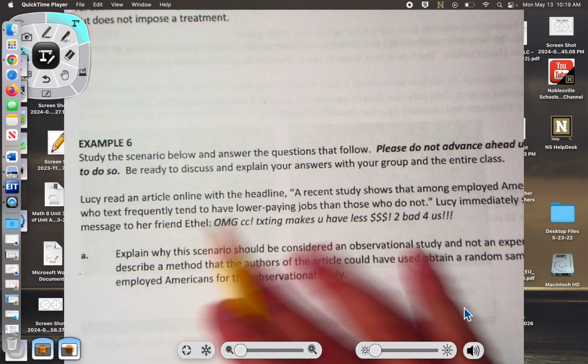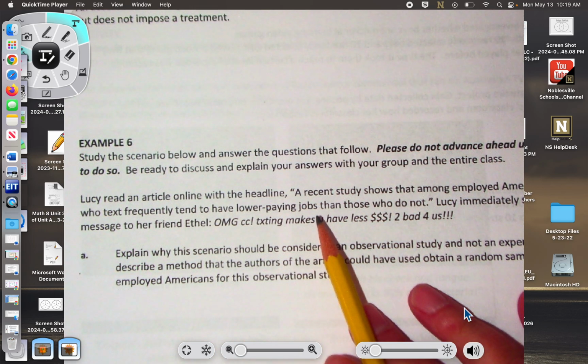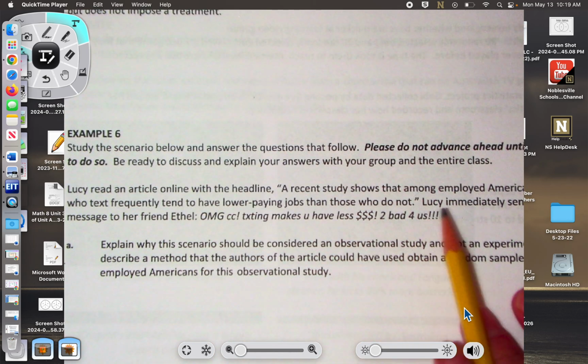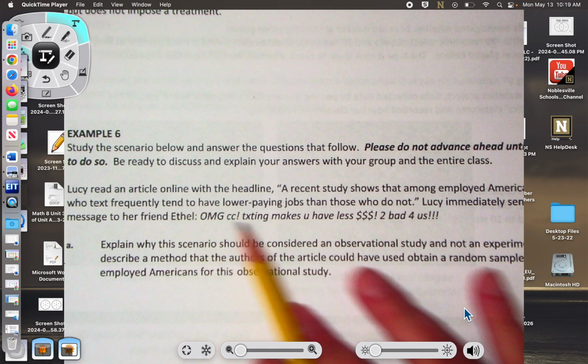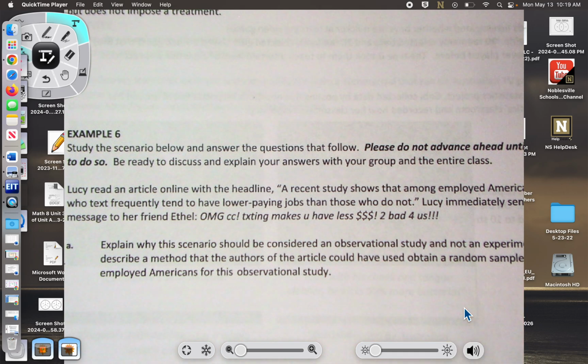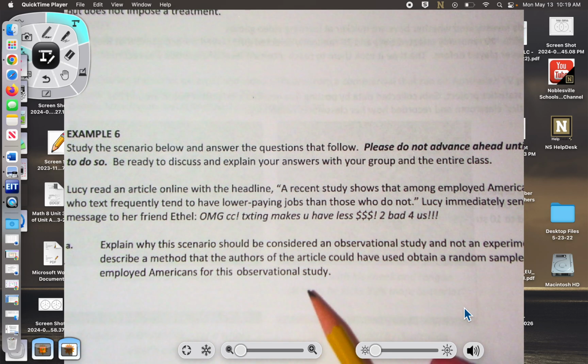Lucy read an article online with this headline: among employed Americans, people who text frequently tend to have lower paying jobs than those who do not. Lucy immediately sent a text message to her friend Ethel. Texting makes you have less money. Too bad for us. Okay, so explain why this scenario should be considered observational and not experimental. Then describe a method that the authors of the article could have used to obtain a random sample of employed Americans for this observational study.